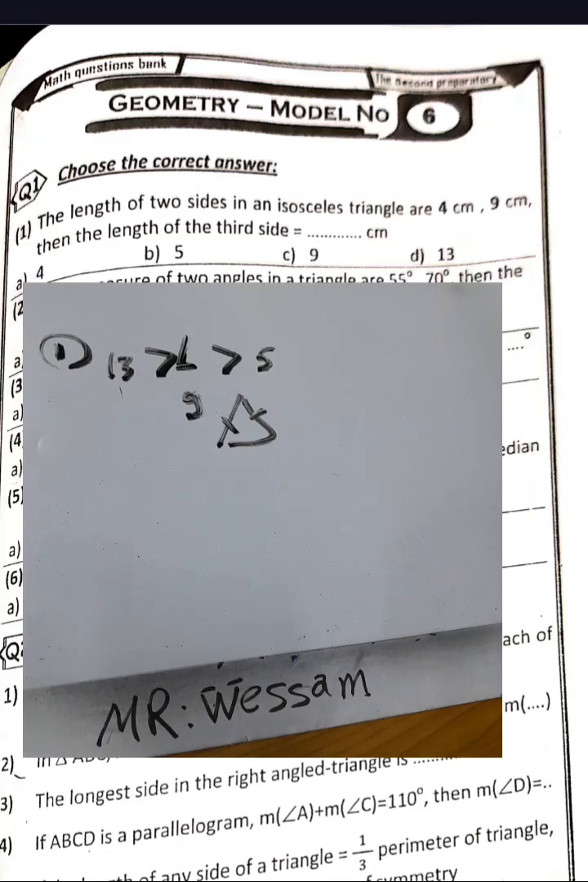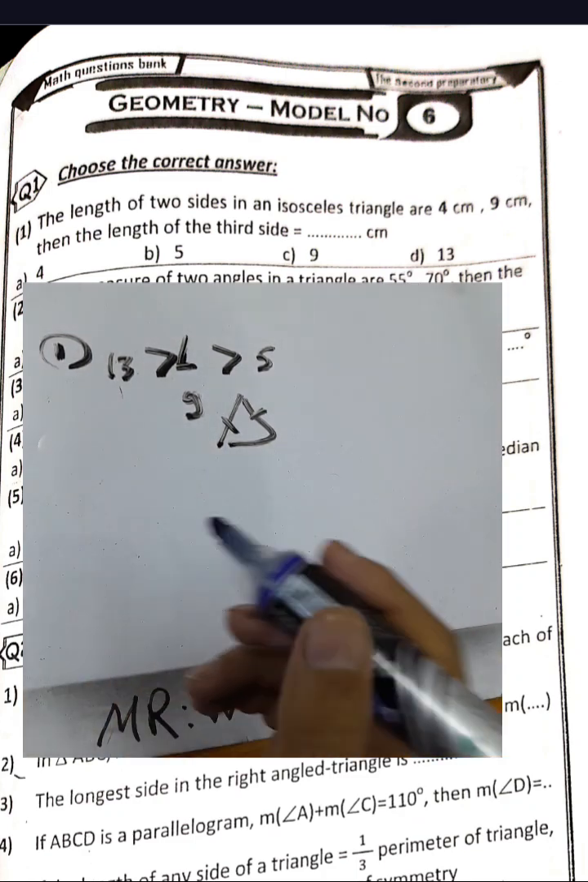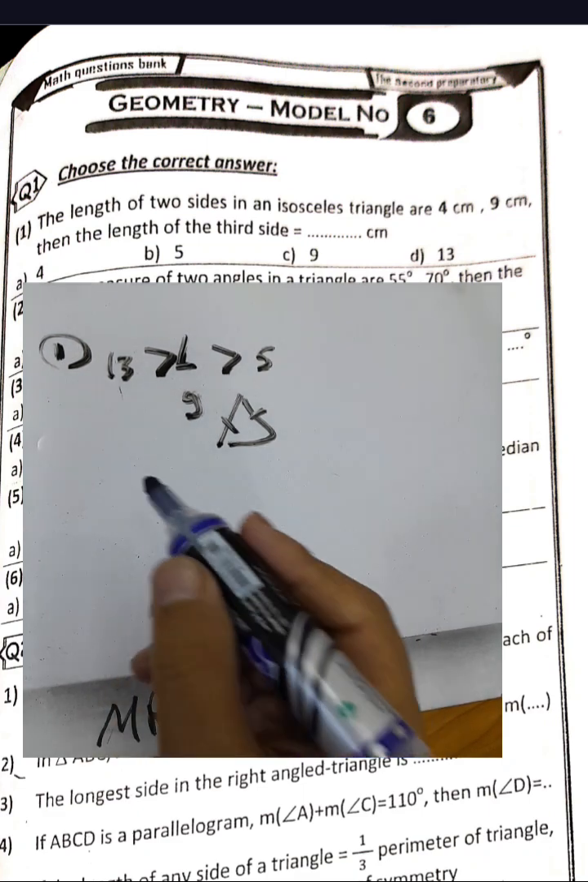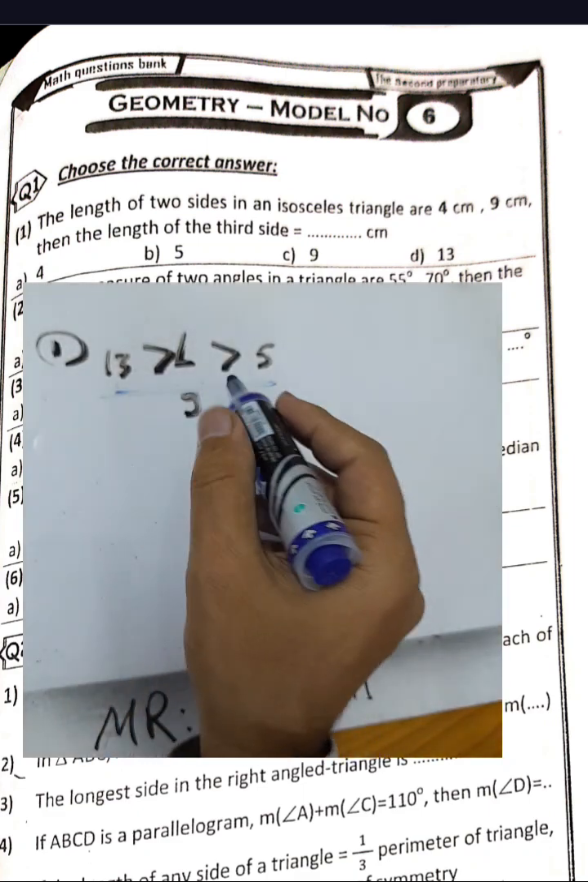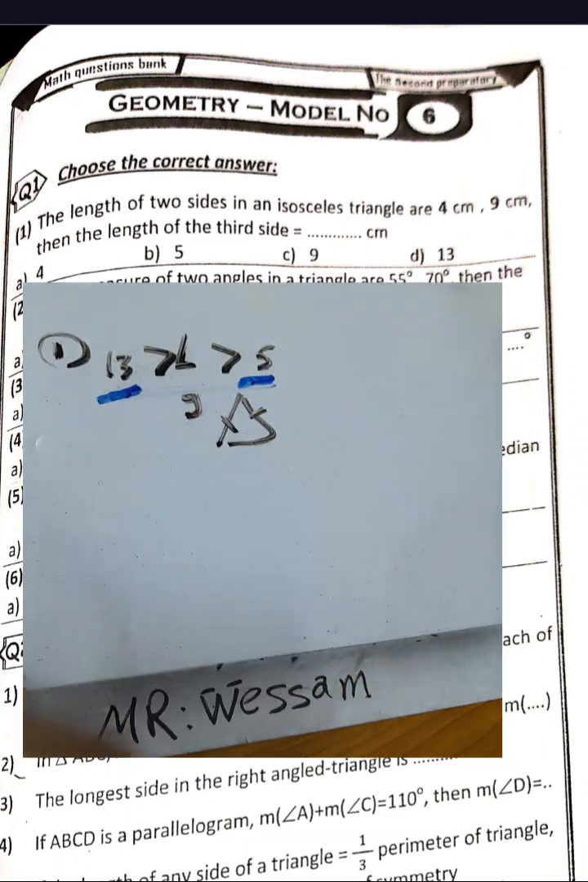Of the third side of this triangle, we have the length of two sides in an isosceles triangle: first side 4 and 9. Okay, that gives us 4 and 9. Then the length of the third side must lie between the difference between the two sides and the sum of the two sides.